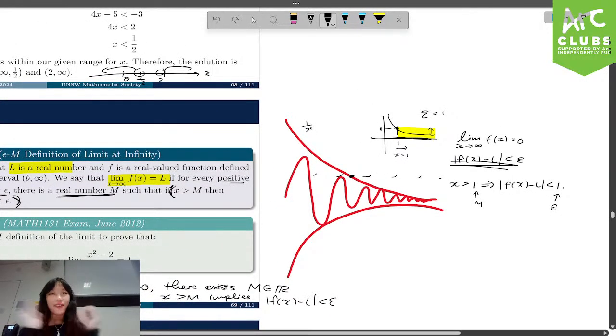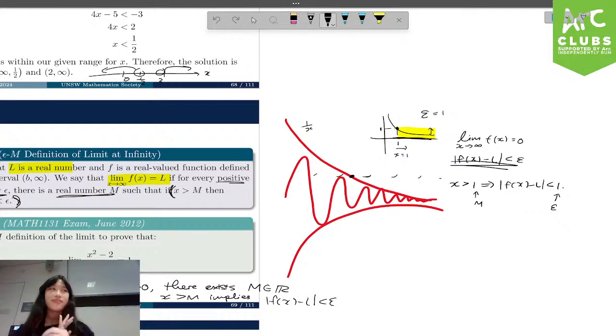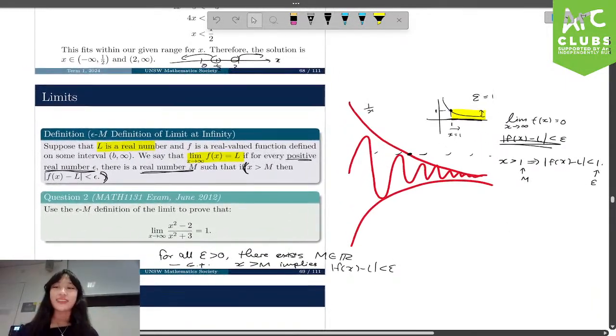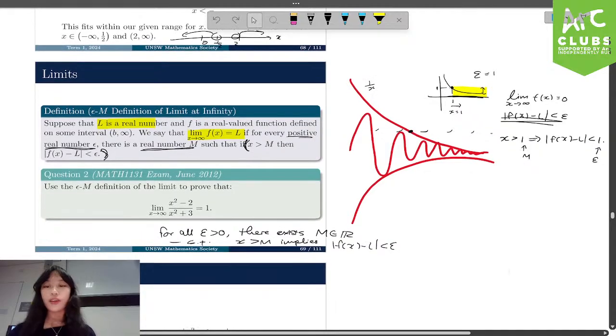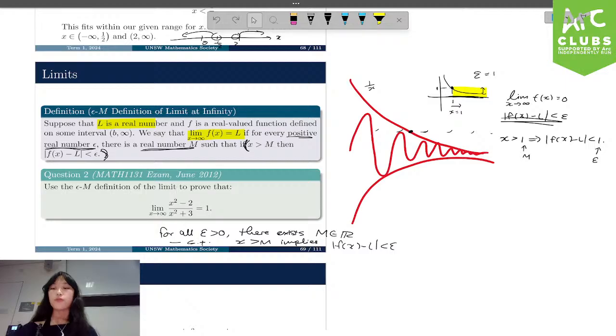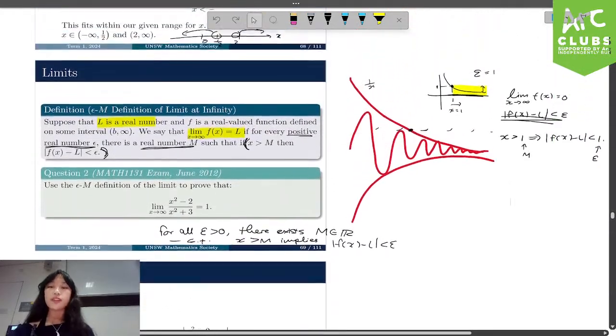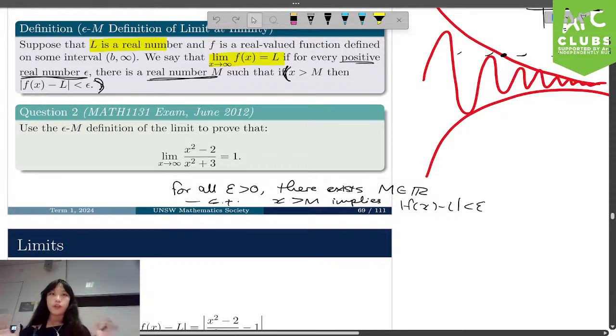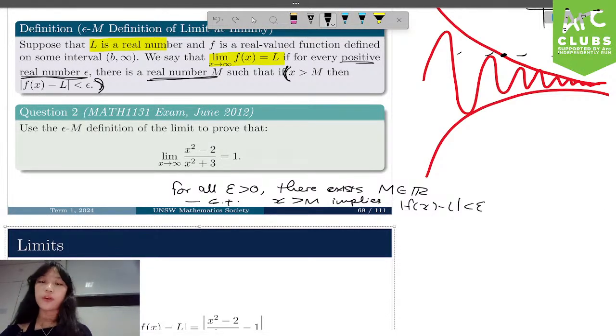And we just have to do that with every single other epsilon value that exists on the positive real line, but obviously we don't have the time to do that. So what we're going to do is find m in terms of epsilon, so that we prove there's an m which exists for every positive epsilon value. Let's have a look at this problem to put this in action. Use the Epsilon-M definition of the limit to prove that the limit of this expression is 1.